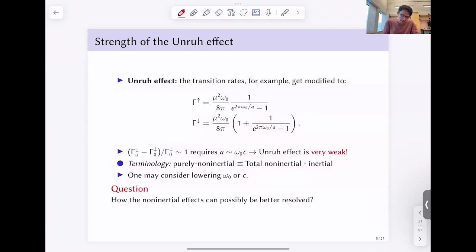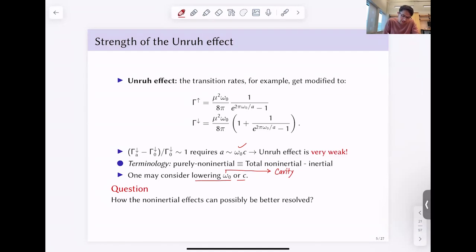And so, one may consider lowering omega naught or c in order to lower the acceleration requirement. And in other works, which we will not discuss in this talk, we have argued that if you want to lower omega naught without diminishing the overall strength of the signal, you better do it inside a cavity. But we'll not talk about those works today.